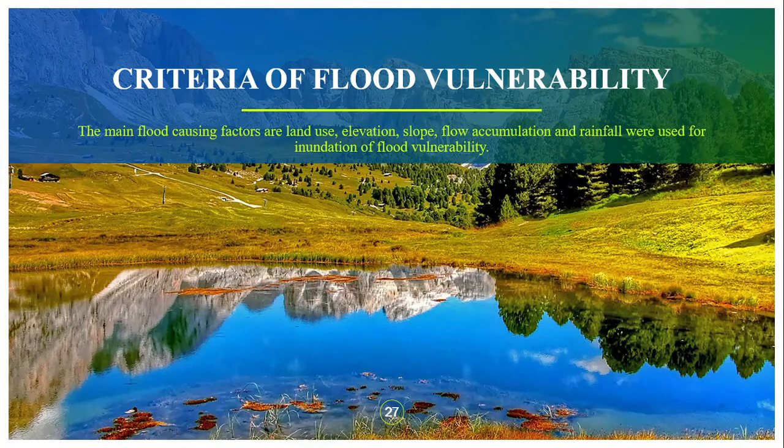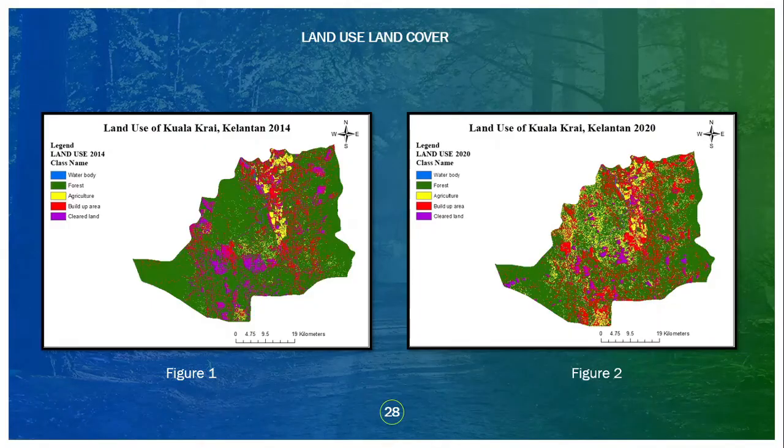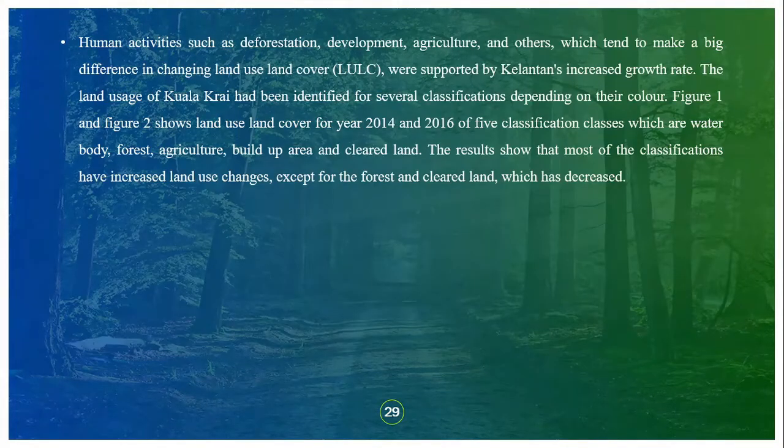Criteria of flood vulnerability. The main flood causing factors, land use, elevation, slope, flow accumulation, and rainfall, were used for inundation of flood vulnerability. Land use, land cover. Human activities such as deforestation, development, agriculture, and others, which tend to make a big difference in changing land use, land cover, LULC, were supported by Kelantan's increased growth rate.